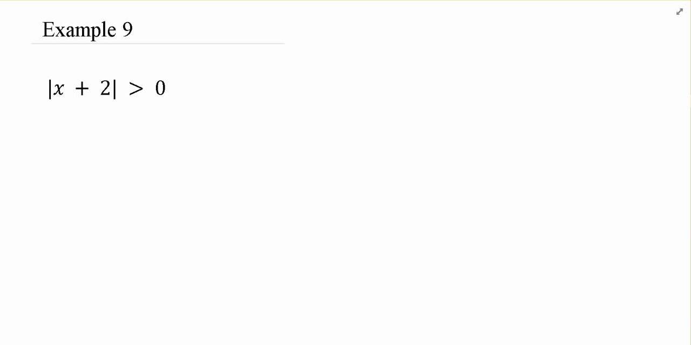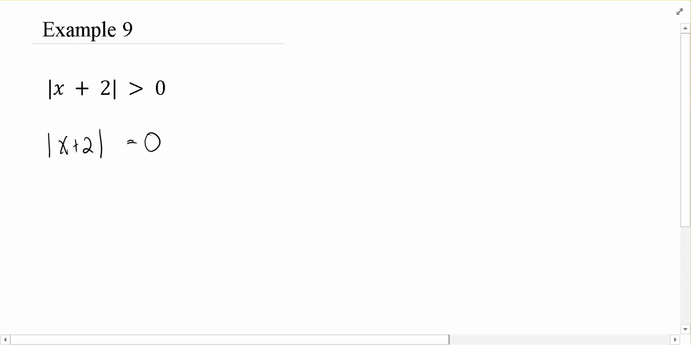For the last example in this lesson, I just want to go over a couple of weird situations that can arise and how we'd write the answers to some of these weird situations. So in this particular one, we have an absolute value is greater than 0. We can go through our normal three-step process here, and we start off by pretending like this is an equation. Absolute value of x plus 2 equals 0.